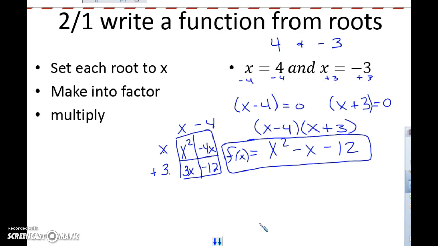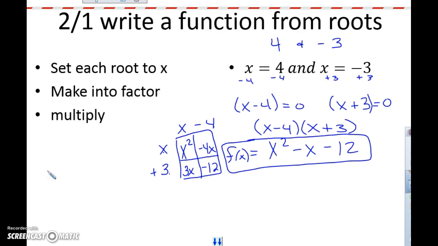What's the y-intercept? Negative 12. What were the x-intercepts? Kyle, what were the x-intercepts? 4 and negative 3. See, in the problem, I'm giving you the root, asking for the function. Okay.